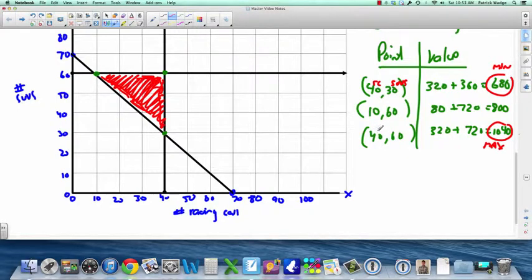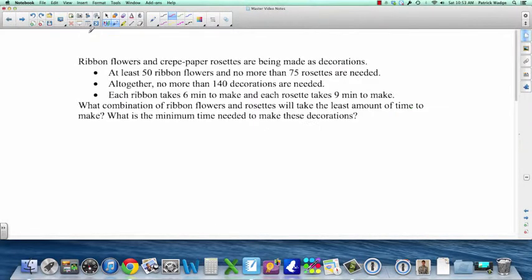If you make 40 racing cars, hey, it's the same number, it's interesting, and 60 SUVs, you will make the maximum, you'll have that maximum cost, which is $1,040. Okay, there you go. Okay, here's the second question.